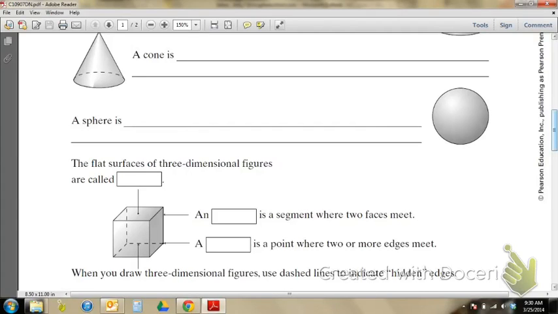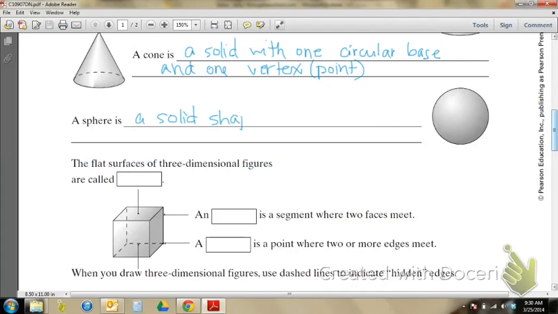All right, we have a cone. A cone is a solid with one circular base and one vertex. Remember, vertex is just the point. And a sphere is a solid shaped like a ball. Okay, so those are all the three-dimensional figures that we're going to be talking about.